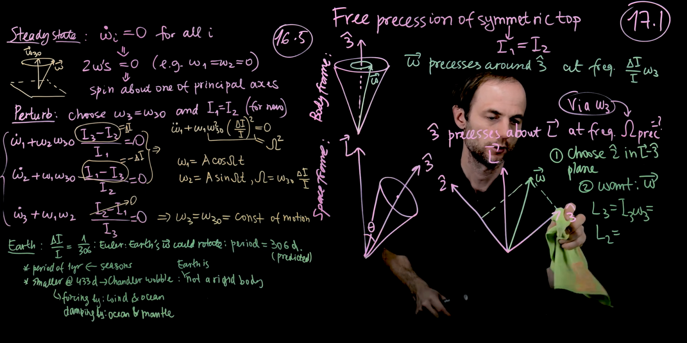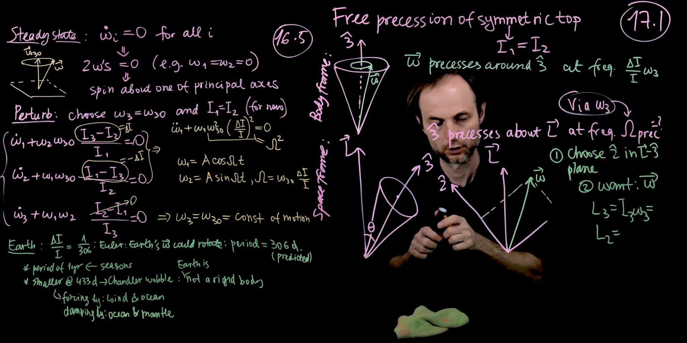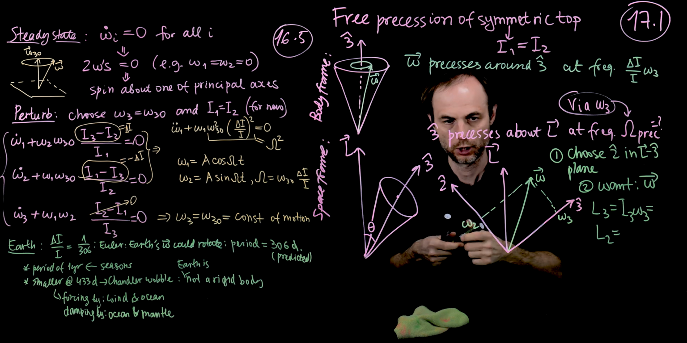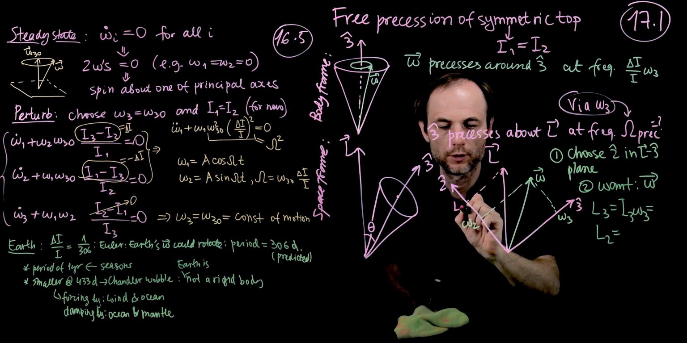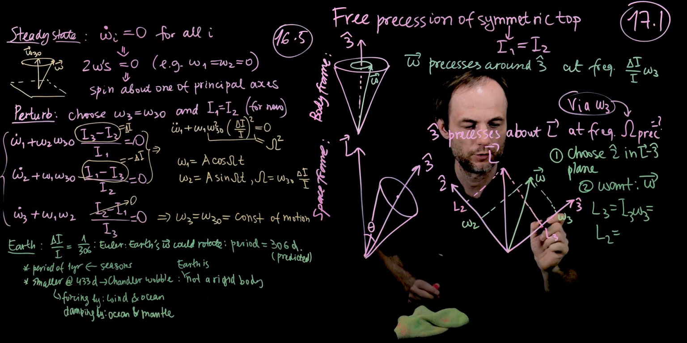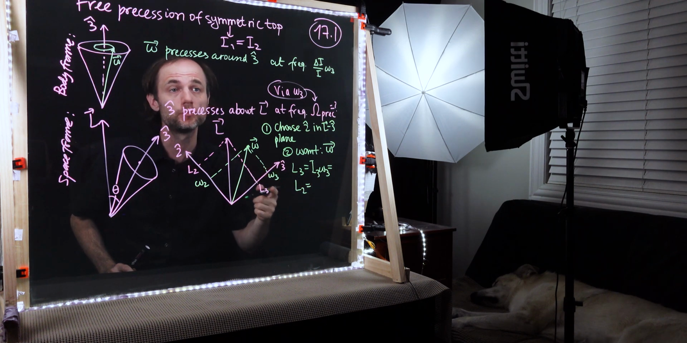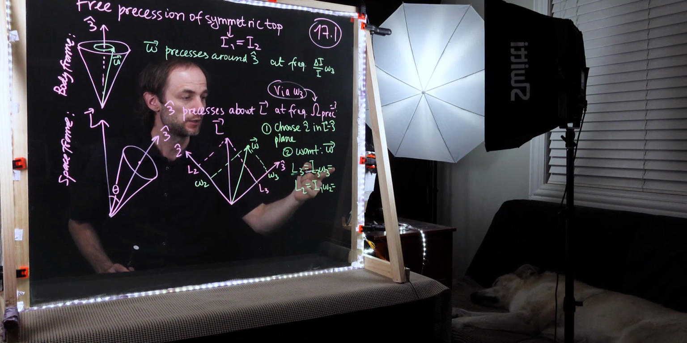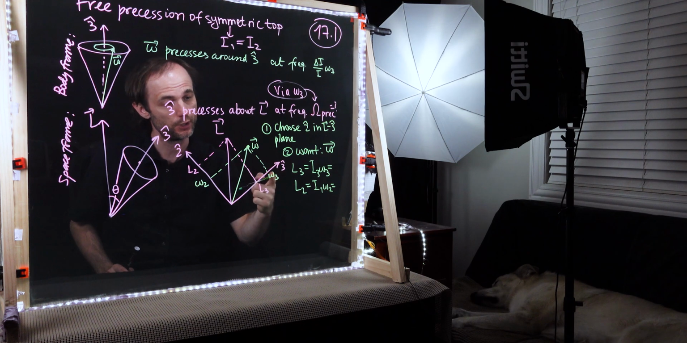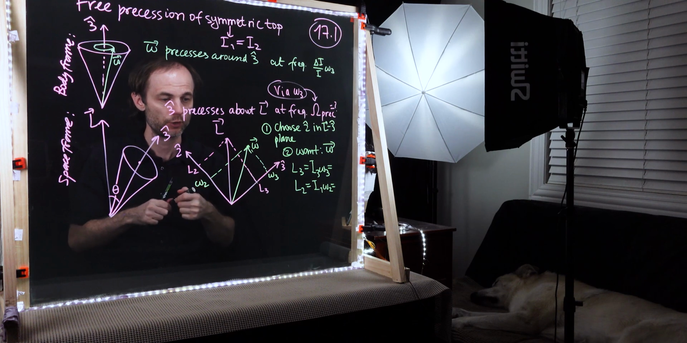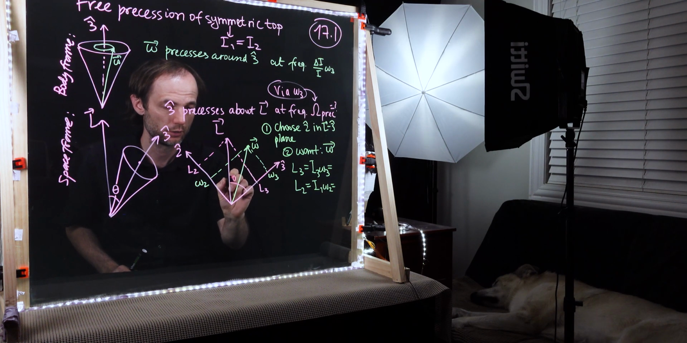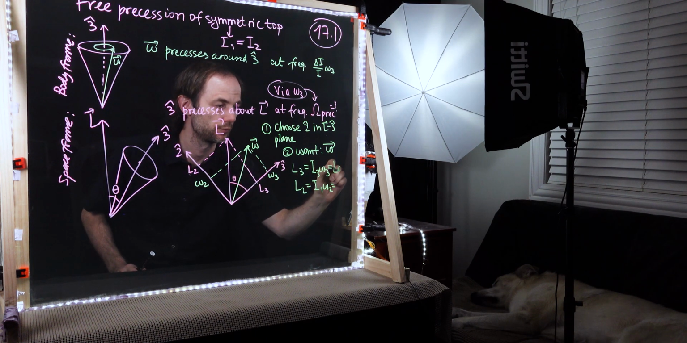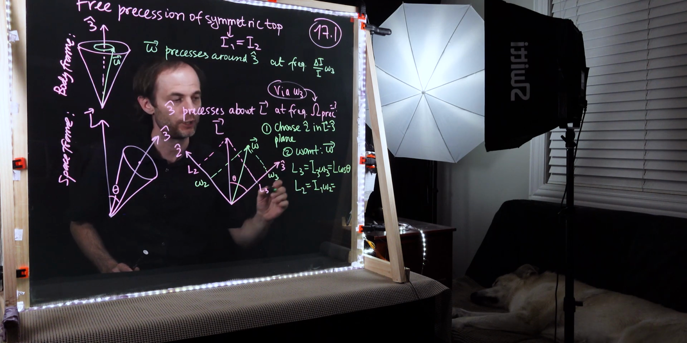So let's actually extend this a little bit so that I can draw the projection. So that's 3, and this will be omega 3. That will be omega 2. Let's then project L as well. That will be L2. That will be L3. What will be L2? L2 will be I2 times omega 2, but because I1 is equal to I2, we can write it as I1 times omega 2. And in this case, let's remember that this angle is theta. This whole angle is theta. So L3 will be L times cosine theta. And L2 will be L times sine theta.